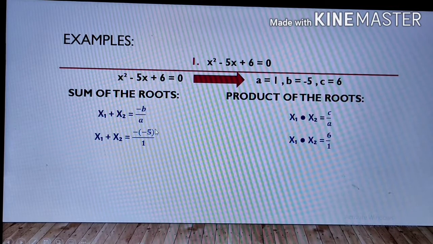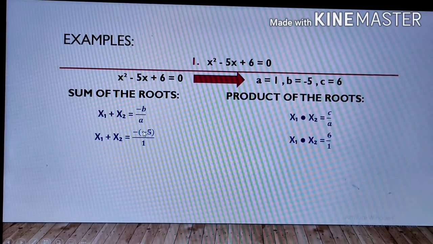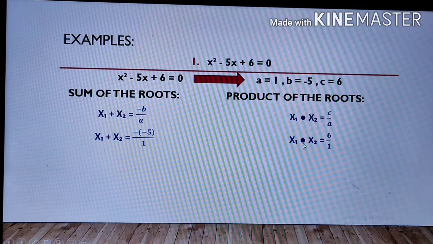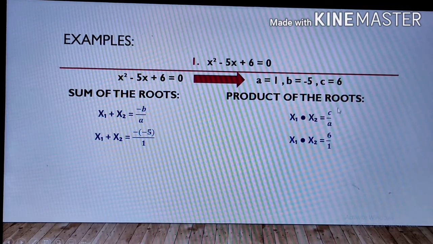Lagyan natin ng parentheses para hindi kayo malito na magkatabi yung negative. At saka, ang parenthesis din yung operation niya. Ang operation ng parenthesis is multiplication. Then, ito naman, copy lang x sub 1 times x sub 2 is equal to, c is 6, so 6, then a is 1, so 1.